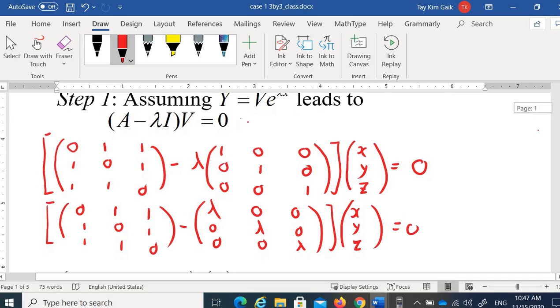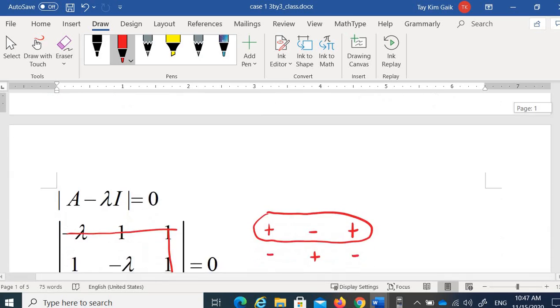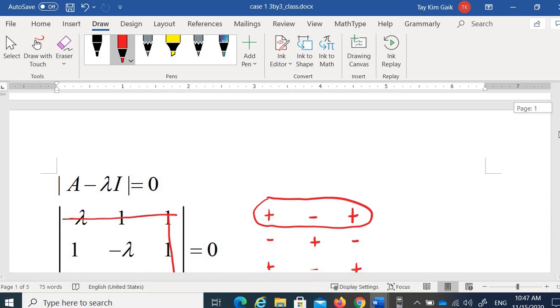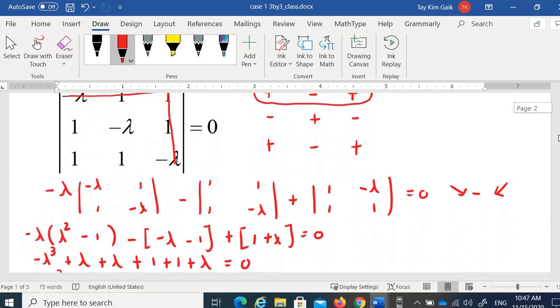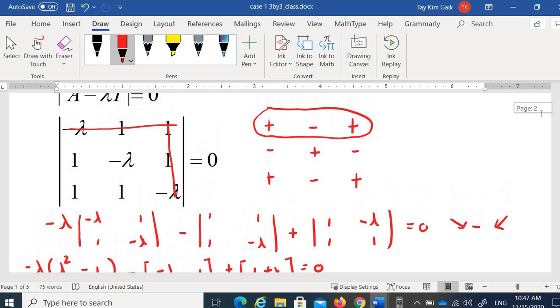To get the eigenvalues, we let the determinant of A minus lambda I equal 0. Then you solve the 3 by 3 determinant. You can take any row or any column, but be careful of the sign. Normally we take the row or column which contains 0, because 0 times anything is 0, but in this case you can take any, and I take the first row.